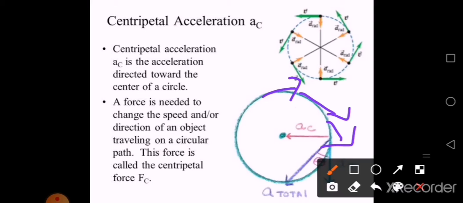See, you will be thinking, speed is constant, then how can velocity change? Velocity is a vector quantity. It has both magnitude and direction. If magnitude is the same but direction changes, it means velocity will change. Okay, so here the change in velocity is due to change in direction at each and every point.